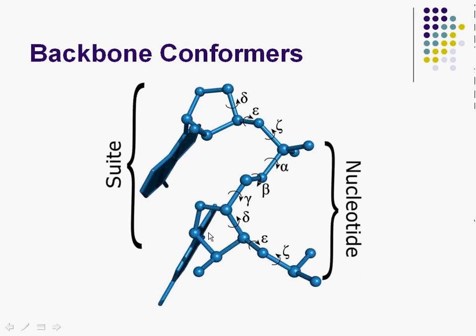The main important thing is that 2 adjacent suites overlap in their central sugar. That means this sugar is also contained in the next suite. So the next suite starts here and contains this nucleotide with the first half of the next nucleotide.